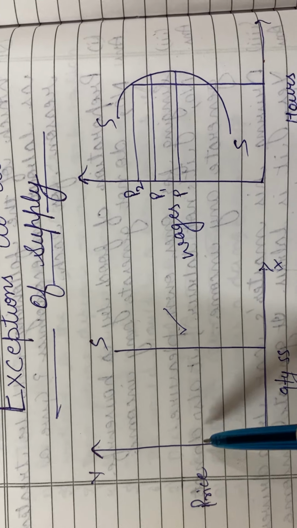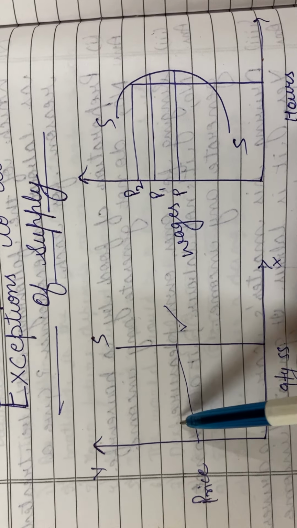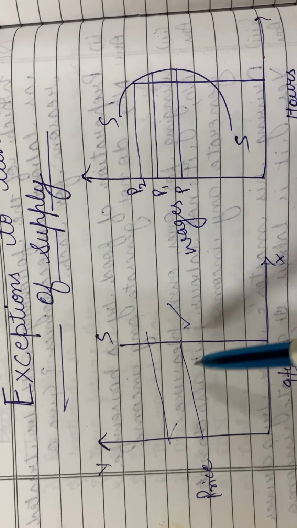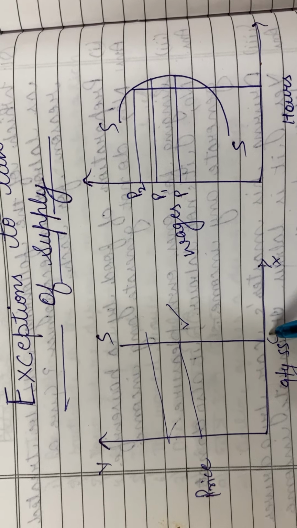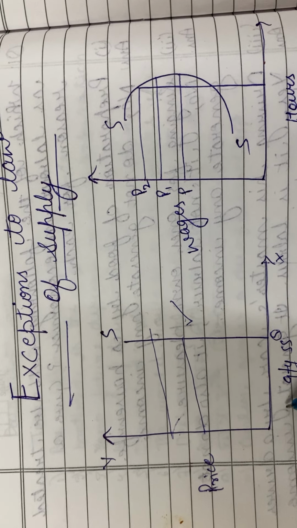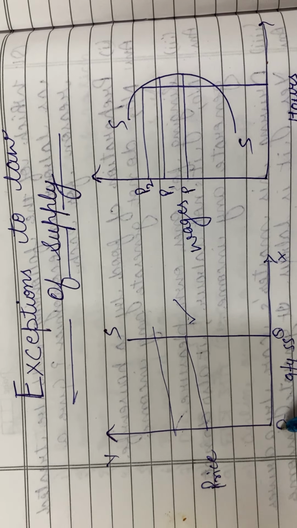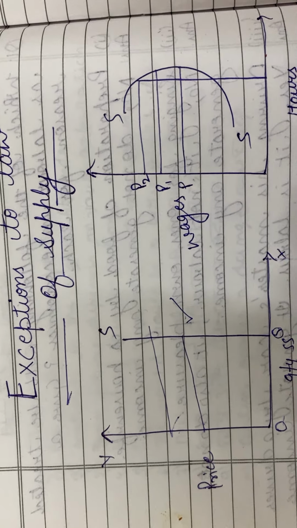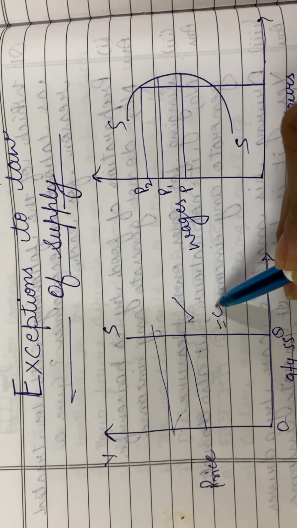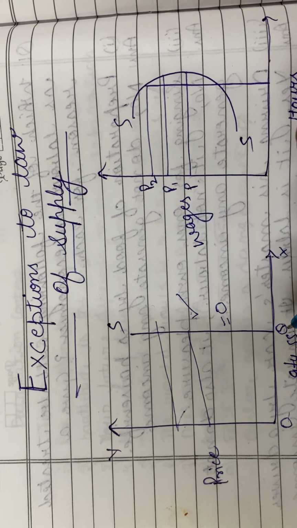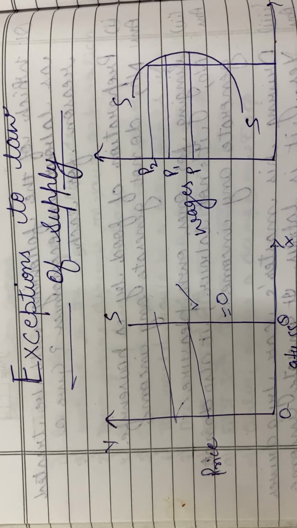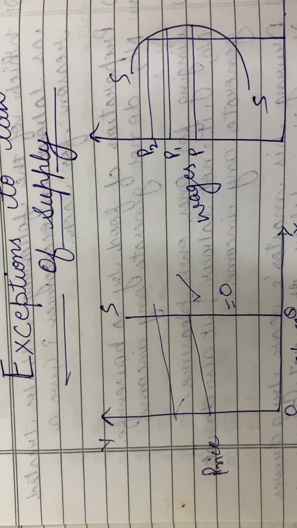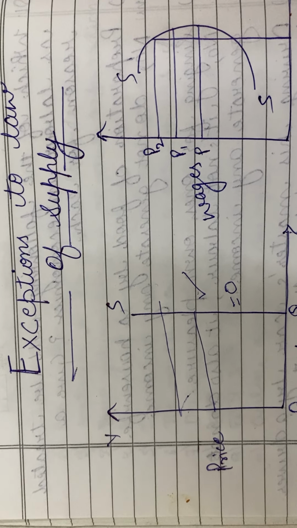It means with the change in price, the supply is not changing at all. Even if the price increases, we cannot increase the supply. It remains constant at OQ level. The supply curve is parallel to the vertical axis, and the elasticity is equal to 0. It cannot change at all. So children, there are certain commodities the supply of which cannot be increased or decreased at all.